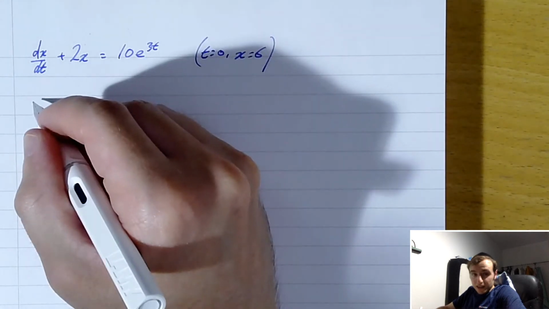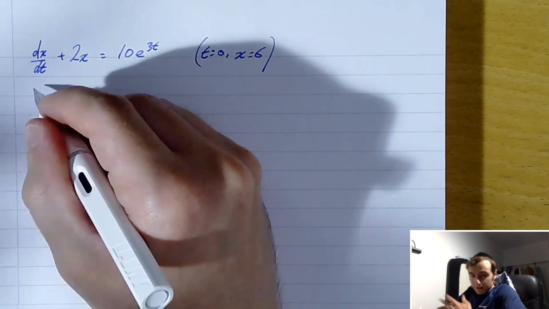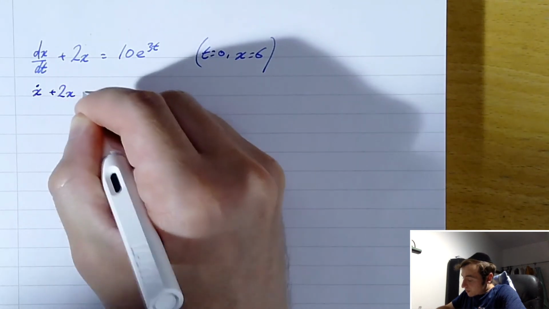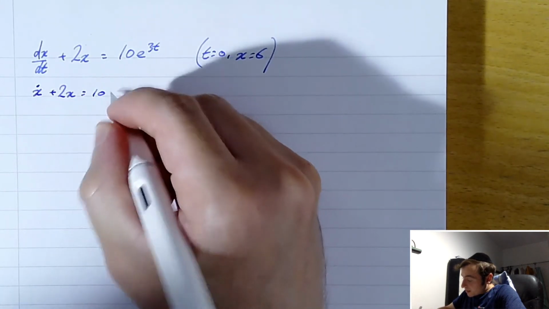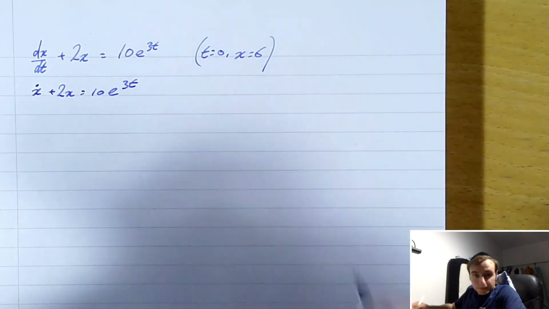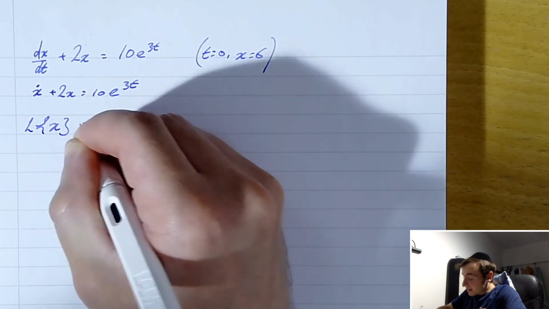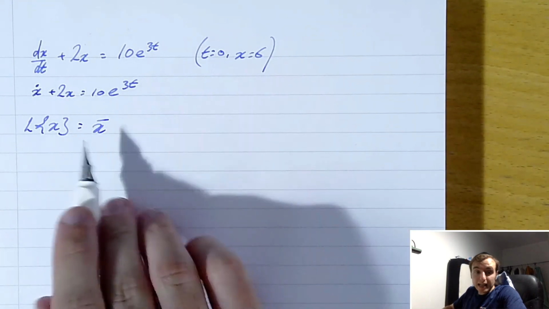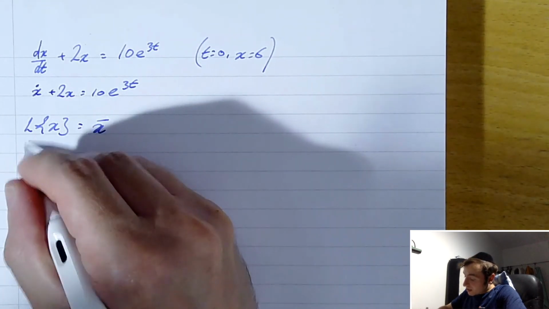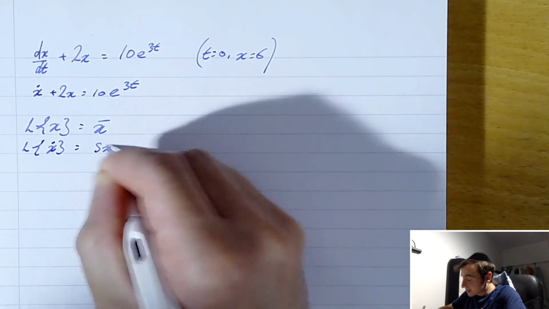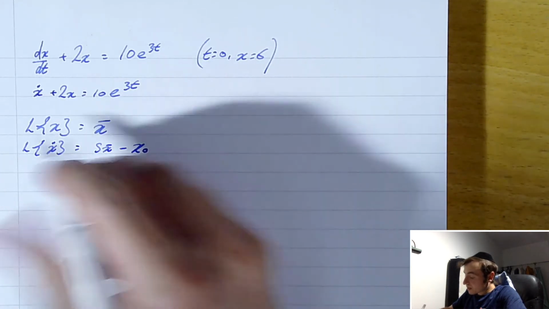So first things first, let's just rewrite this in terms of notation that we're familiar with. So we've got x dot plus 2x equals 10e to the 3t. And we know that the Laplace transform of x, we're using x bar to represent that. And if that's true, then the Laplace transform of x dot, the first derivative, is going to be s x bar minus x naught.